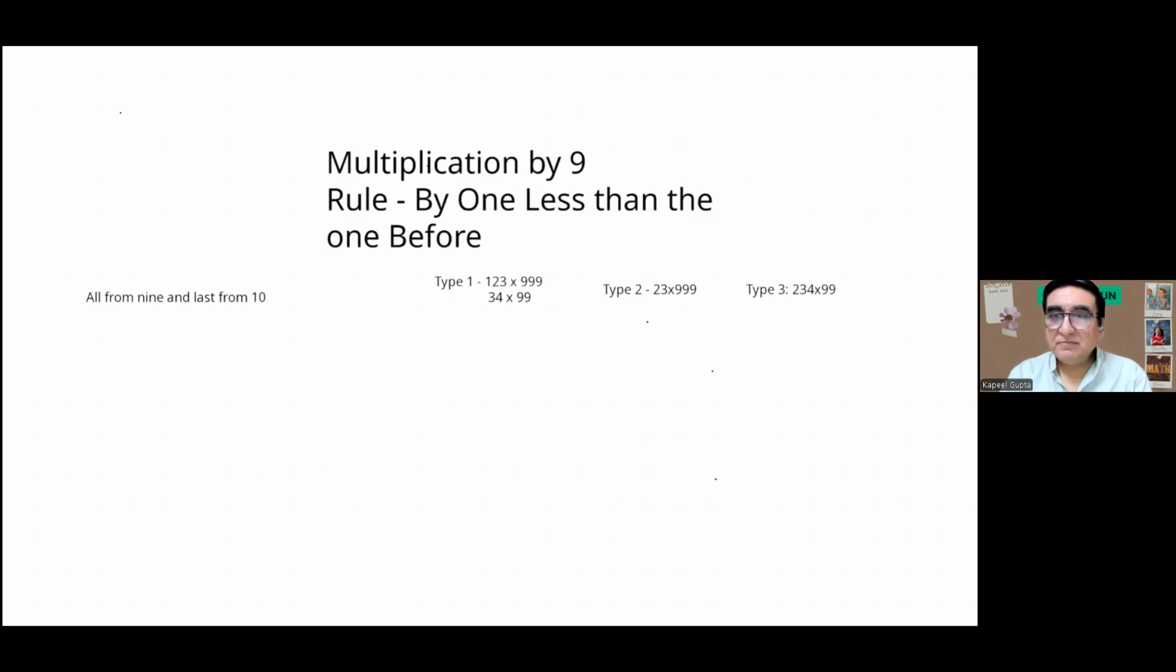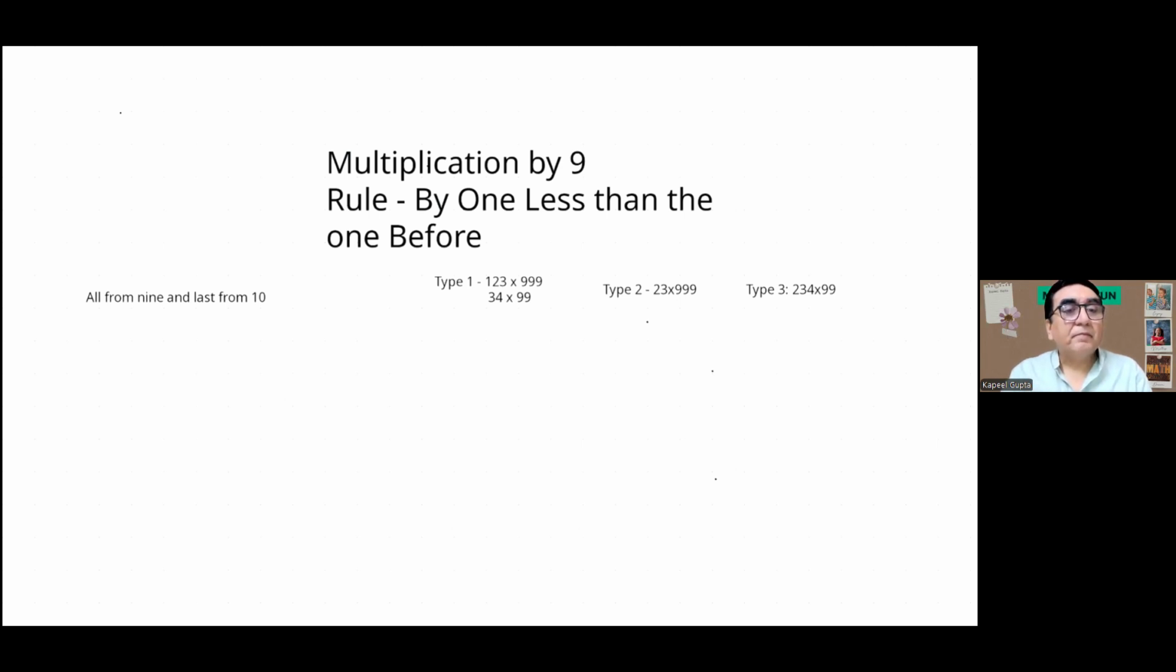Yes, multiplication by 9. In this, the main rule is by one less than the one before. But before going on to that rule, let us use an additional rule here: all from 9 and last from 10. Why is this rule needed? Because in using this trick, we need to find the complement of the number. Let's understand.